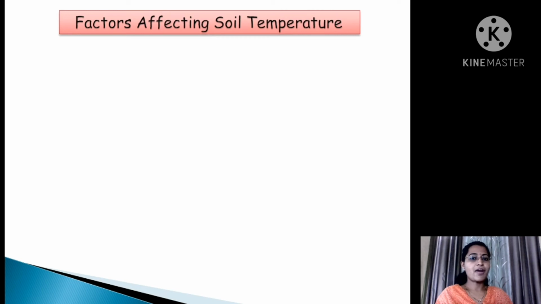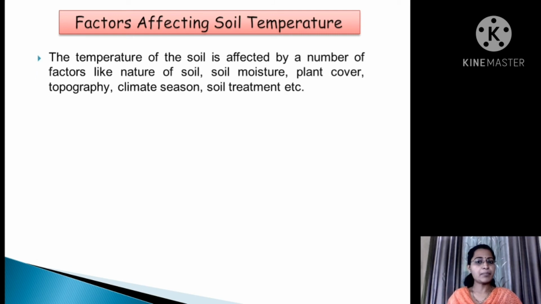Then we see the factors affecting the soil temperature. Which factors affect soil temperature? See one by one. The temperature of soil is affected by a number of factors like nature of soil, soil moisture, plant cover, topography, climate, season, soil treatment, etc. Now see the first one, that is nature of soil.